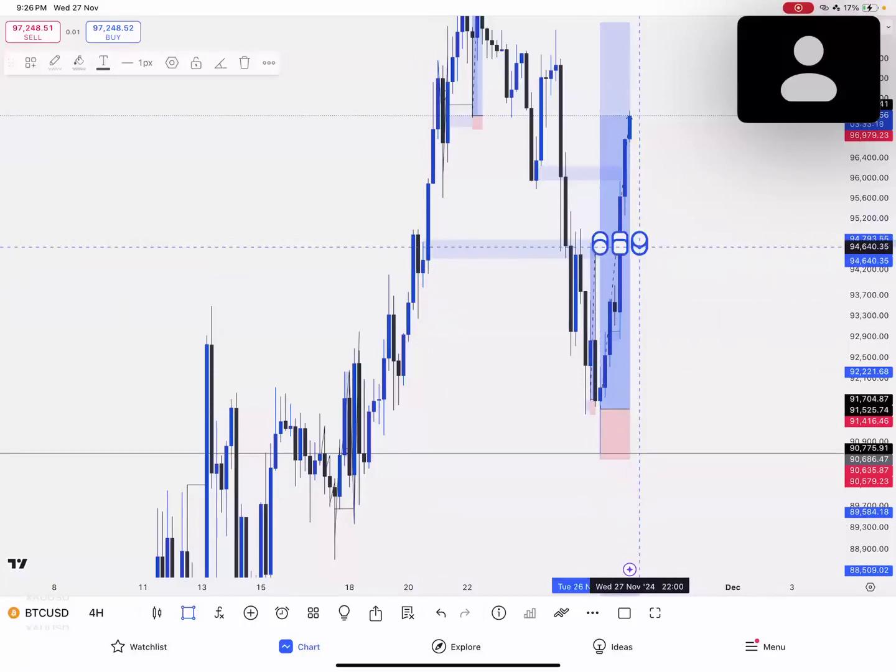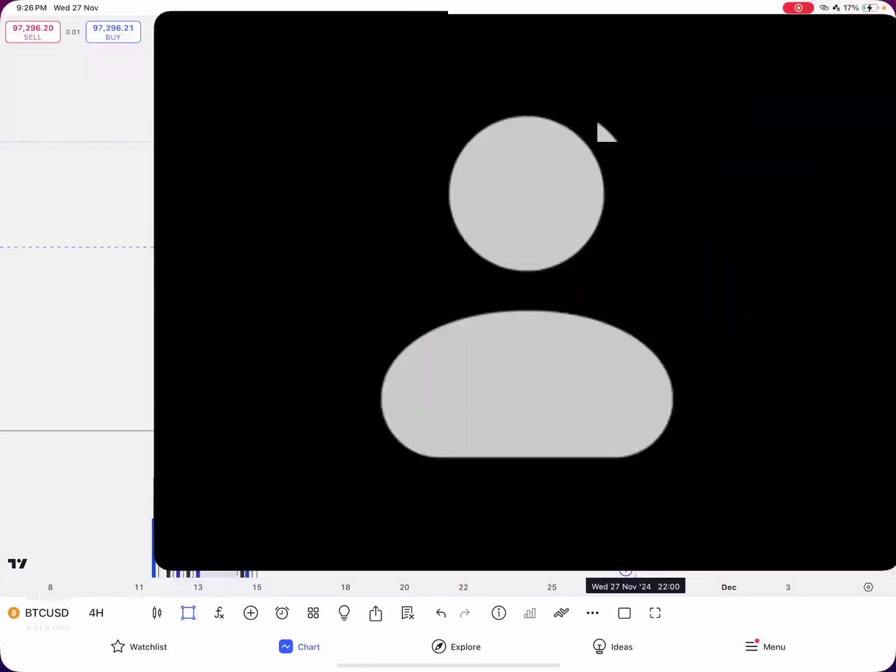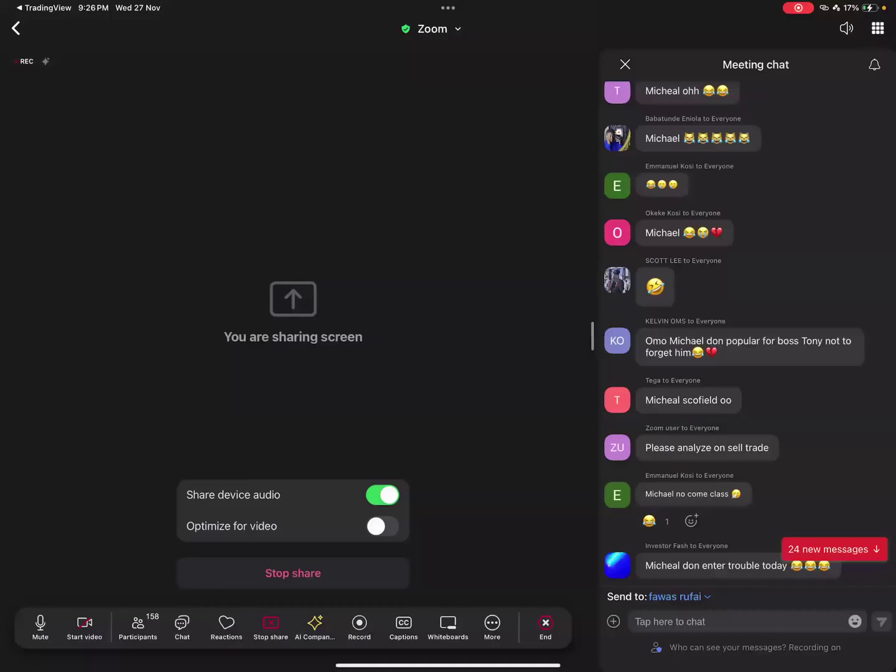Just be taking buys because why? On your 4 hours, market is now bullish. So higher time frame convictions, just to understand the direction of the market, then lower time frame for entries. Simple as that.